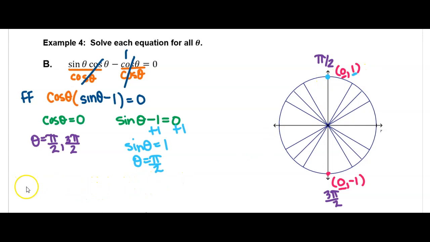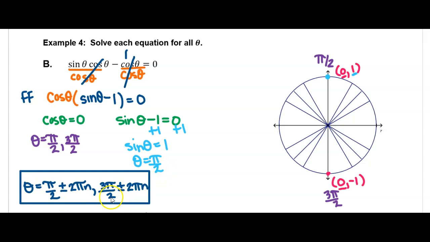Now we are going to write down all of our coterminal angles. We have half pi plus all of its coterminal angles, adding or subtracting multiples of 2 pi, and then 3 pi over 2 and all of its coterminal angles. We don't need to list the other one again because we already have it here. So this is our solution: 3 pi over 2 and pi over 2, including all of their coterminal angles.